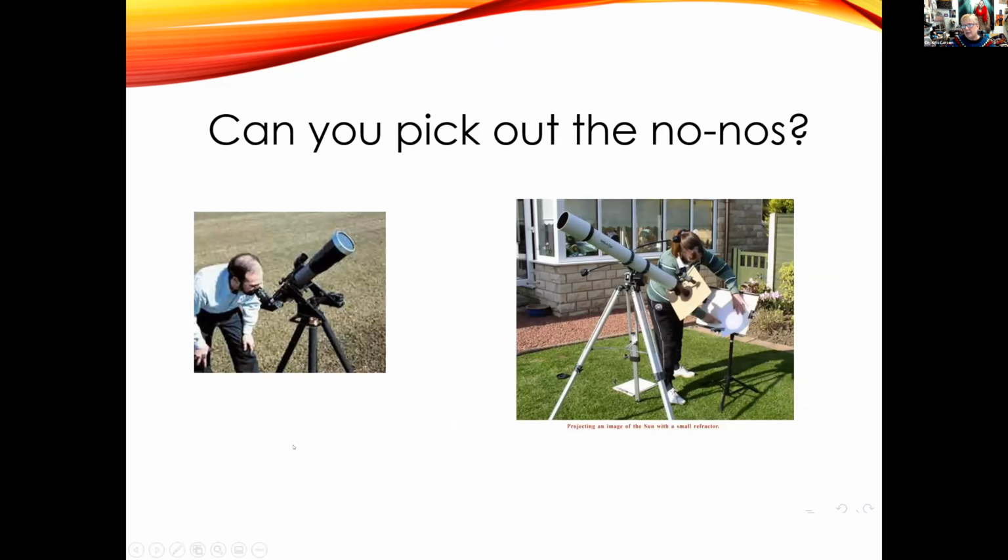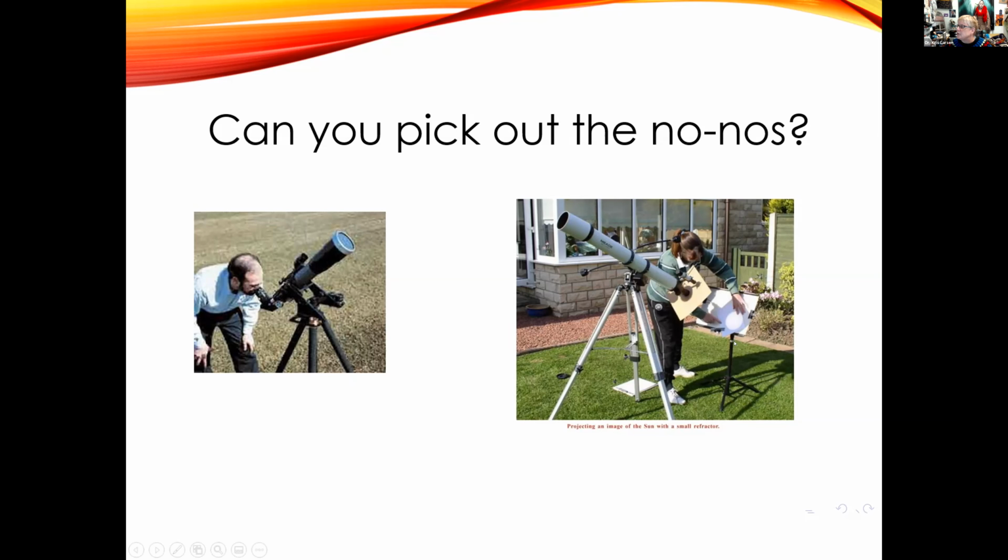So here I have some pictures with some no-nos. If you'll notice the picture on the left, this finder scope doesn't look like it's covered. And I would actually remove it. I've removed the finder from my telescope because one time I was doing an eclipse observation and I had the finder scope covered and somebody tried to uncover it. So I removed the finder scope, okay?